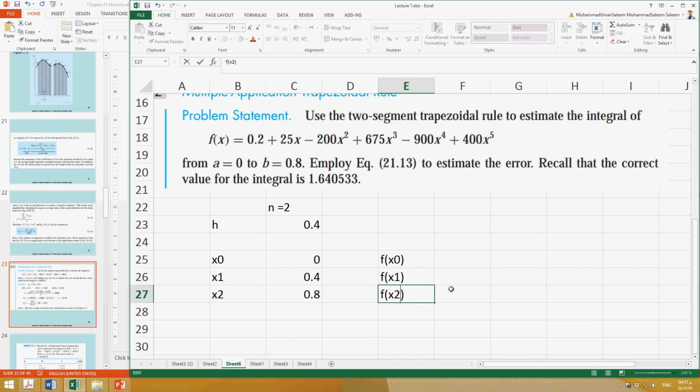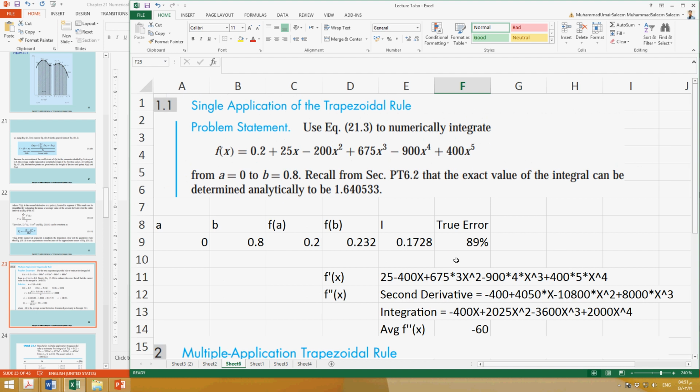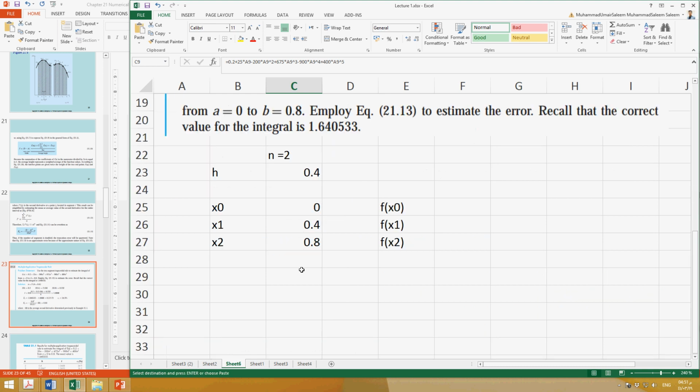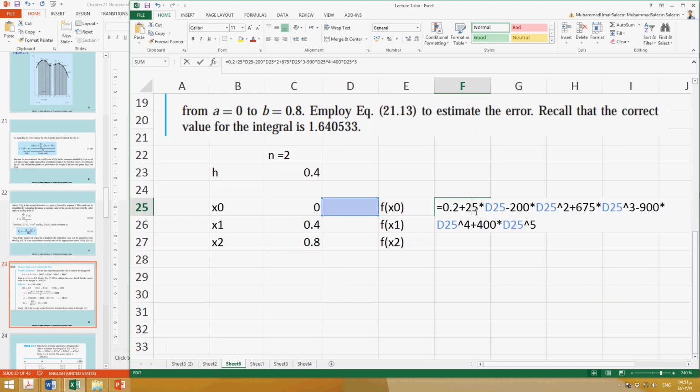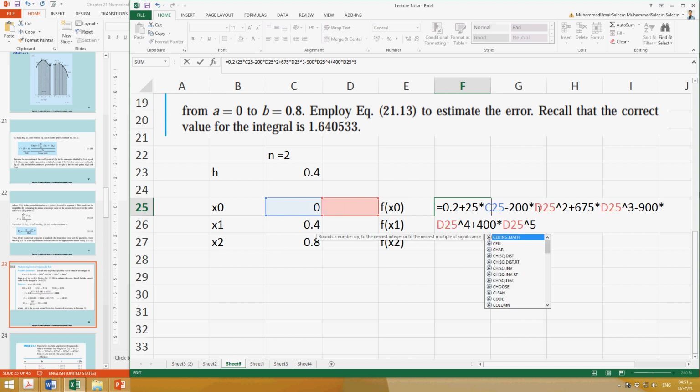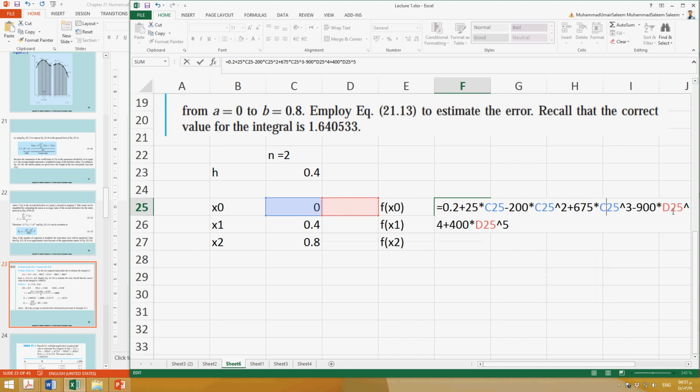So we can calculate. I have already done it here. So this is the function, control C, control V. Here, instead of D25, I will replace it with C25.